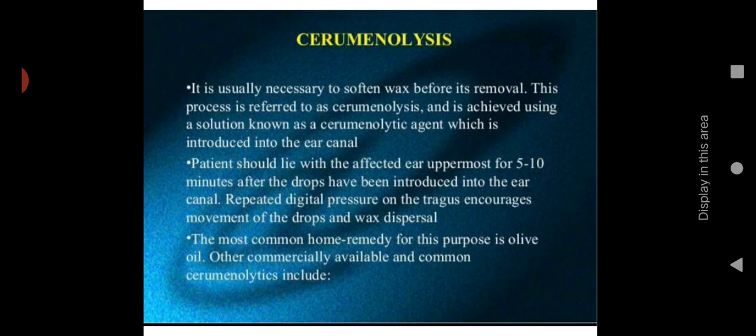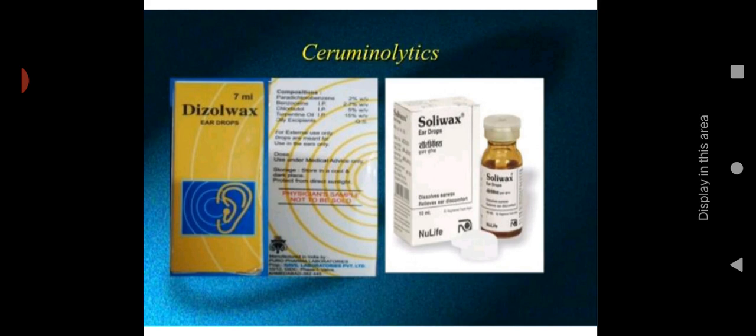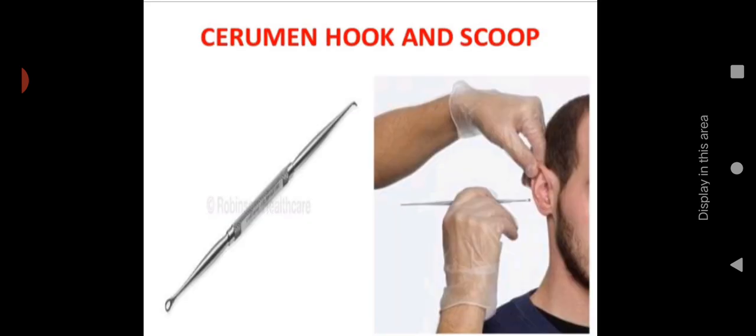The most common home remedy for this purpose is olive oil. Other commercially available cerumenolytics are also present. So mainly at home, as a home remedy, we can use olive oil, but it is not practically proven. So don't try to use olive oil, or don't put olive oil inside your ear. Sometimes this can lead to infections. Some of the cerumenolytics are Dissolve Wax and Solivax. These are available in the pharmacy. This will help to soften the earwax. The next one is the cerumen hook and scoop. This instrument we use for removing the cerumen or wax.